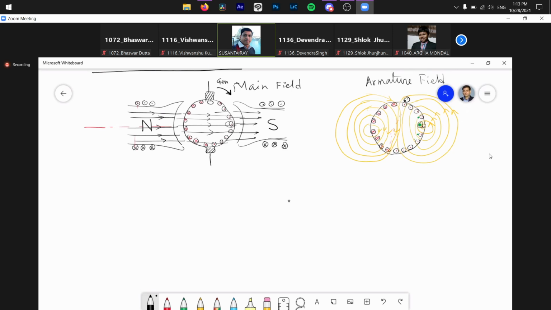You check with your anti-clockwise. Okay, so you have to check with your left hand because it is determined by Fleming's left hand rule. So it is a motor.